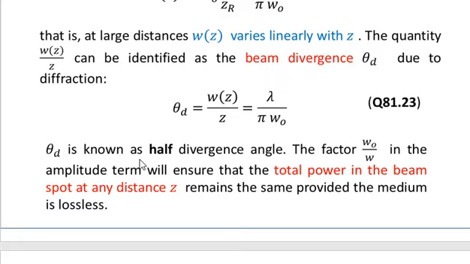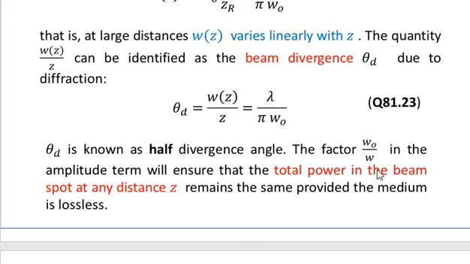Theta d is known as the half divergence angle, because we have measured it only along the half radius, because theta w of z is actually the radius, not the diameter. So we are taking the right angle triangle, in which one side, the perpendicular side, is w of z, and the base of that triangle is z. So tan of theta d, which is nearly equal to theta d, can be given by w of z over z. Since we are measuring in the triangle, we can regard this theta d as the half divergence angle.